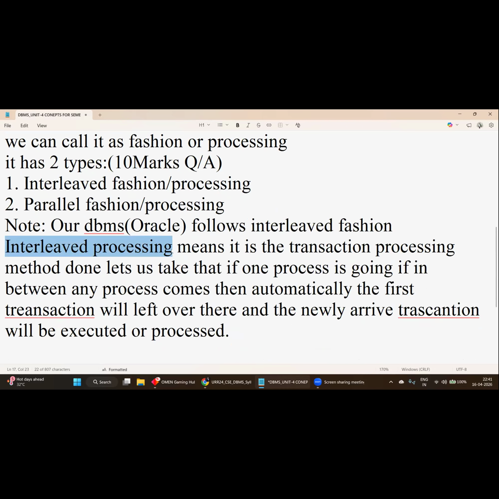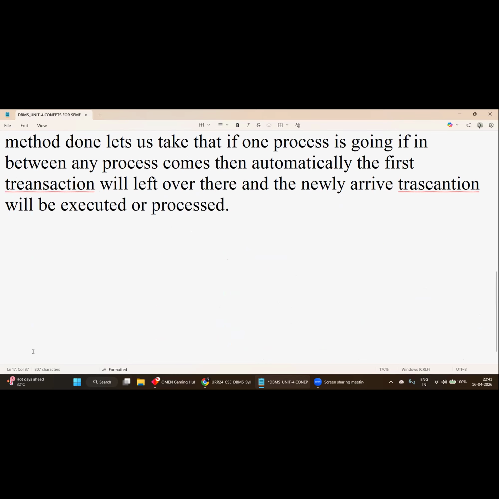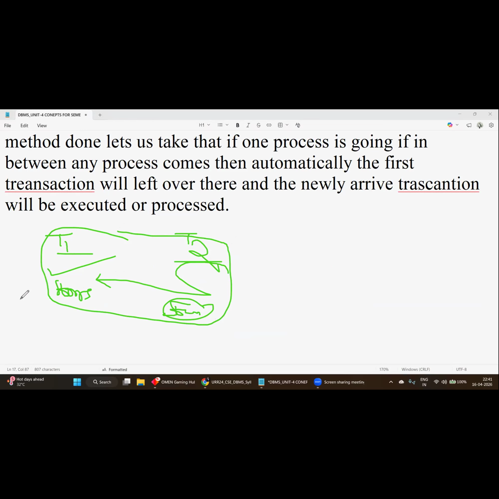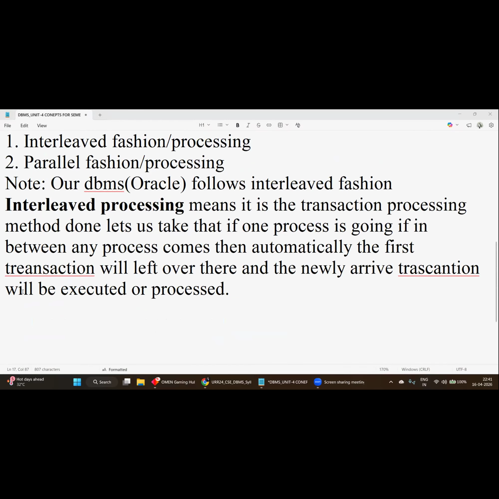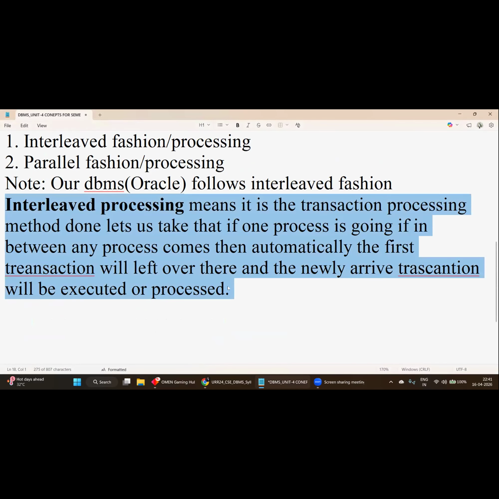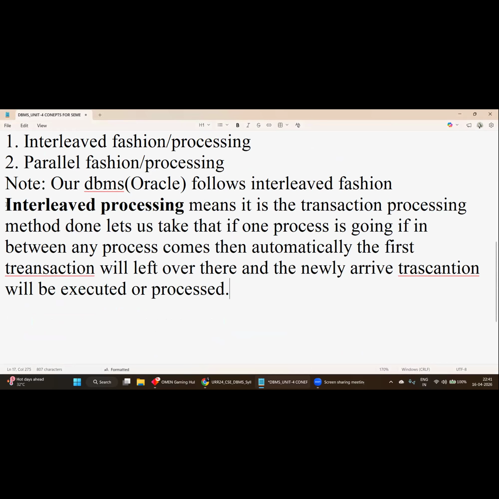So let us discuss once again clearly. I will explain diagrammatically. If T1 is one process or transaction, T2 is another process. If we are performing T1, if in between T2 arrives, then it stops T1 and starts T2. This is the whole concept of what I have written here. Once go through this definition, in exam also write like this only.